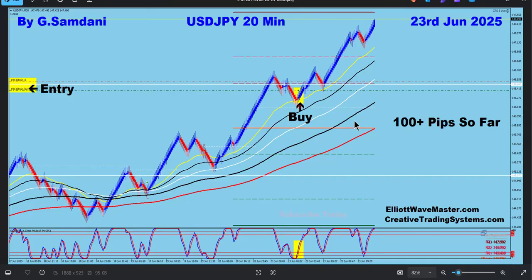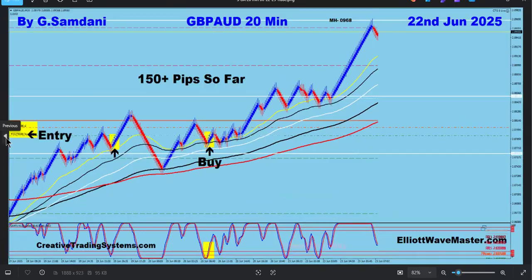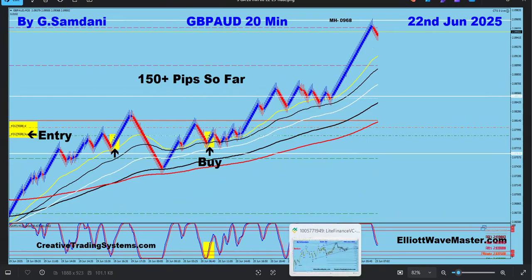So you see, I close this one on 100 pip, but this one is 150 pip. Why didn't I close this one for 100? That's the question, right? If you learn that, you can do the same. This is how it is.